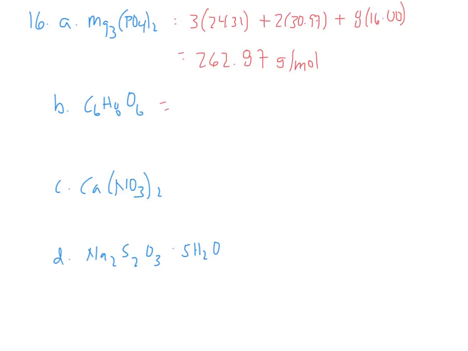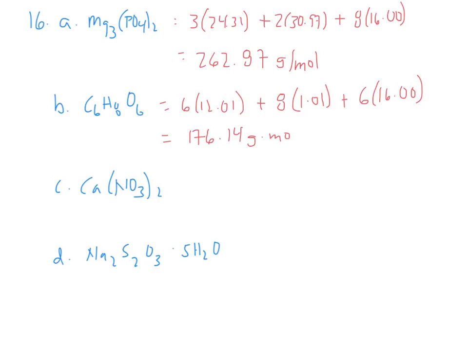On letter B, I've got 6 times 12.01, plus 8 times 1.01, and 6 times 16. The minimum that IB and I expect you to carry for sig figs with molar masses is at least to the 100th. If you want to go to the 1000th, that's up to you. But you should be using masses to at least the 100th, otherwise too much error is introduced into your answer. So for C6H8O6, I think this was vitamin C, you end up with a molar mass of 176.14 grams per mole, which again, IB likes to express with the negative exponent.